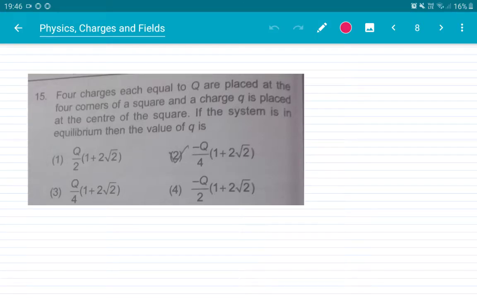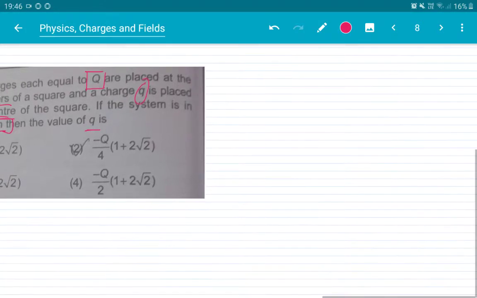Four charges each equal to capital Q are placed at the four corners of a square, and a charge small q is placed at the center of the square. If the system is in equilibrium, the main word here is equilibrium, then the value of q is, we need to find the value of small q, that is the charge placed at the center, right? How can we find this? Let's see the diagram first.